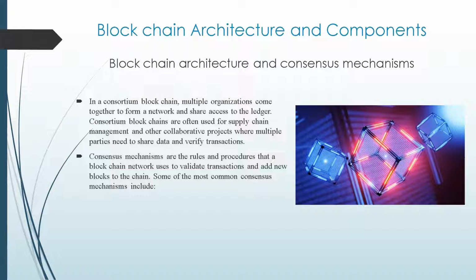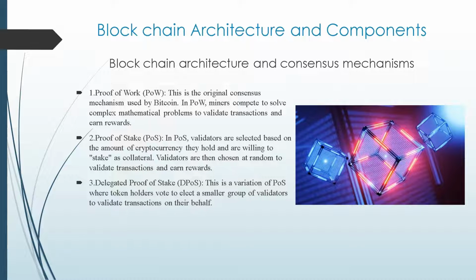Consensus mechanisms are the rules and procedures that a blockchain network uses to validate transactions and add new blocks to the chain. Some of the most common consensus mechanisms include: 1. Proof of work (PoW). This is the original consensus mechanism used by Bitcoin. In PoW, miners compete to solve complex mathematical problems to validate transactions and earn rewards.